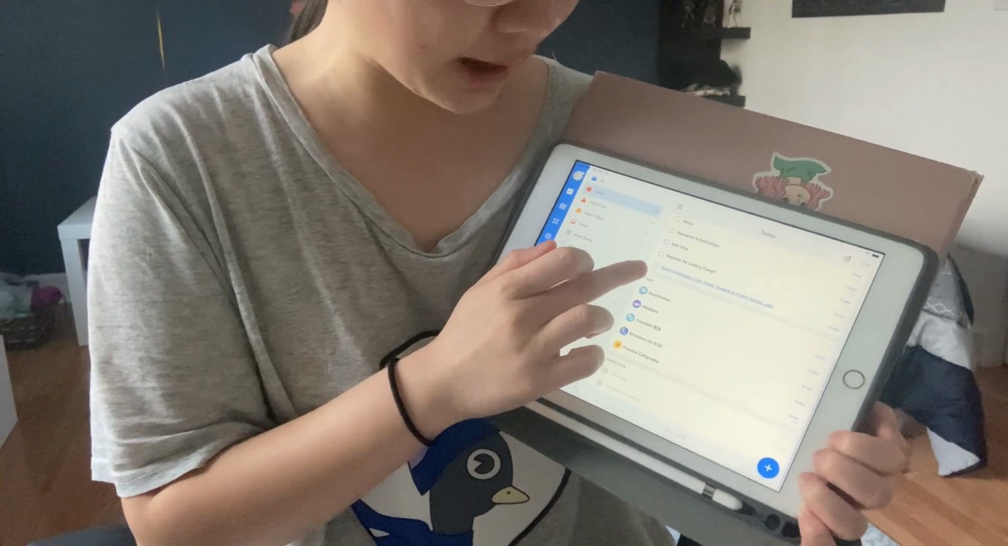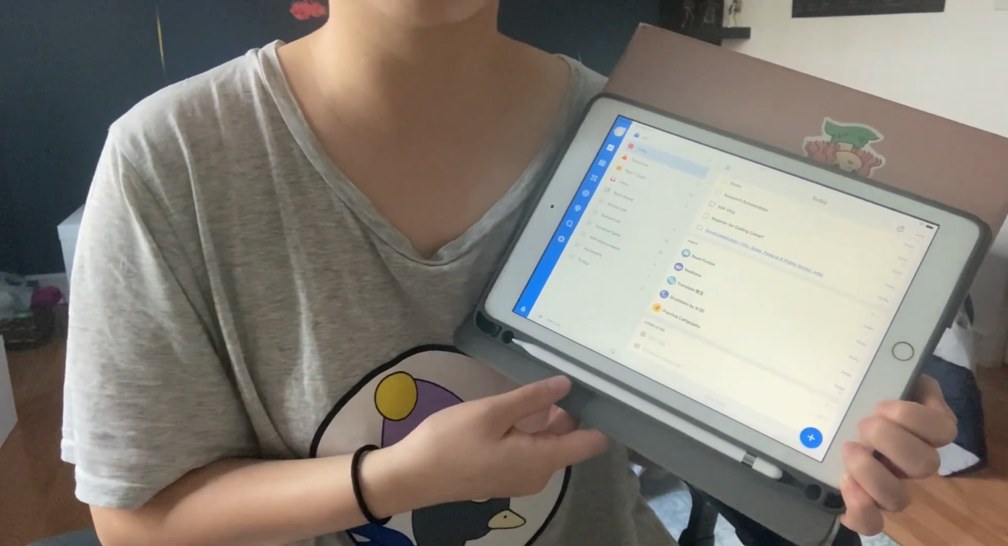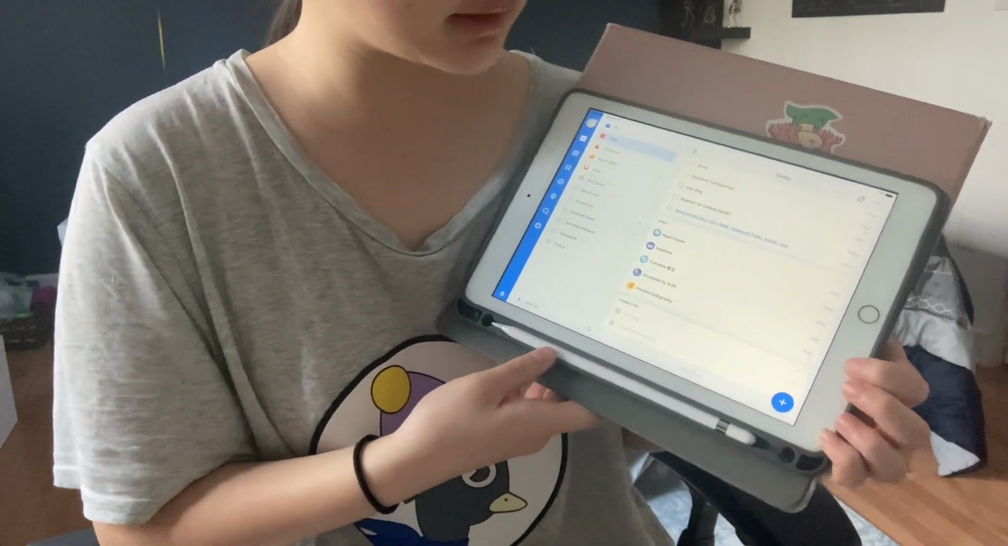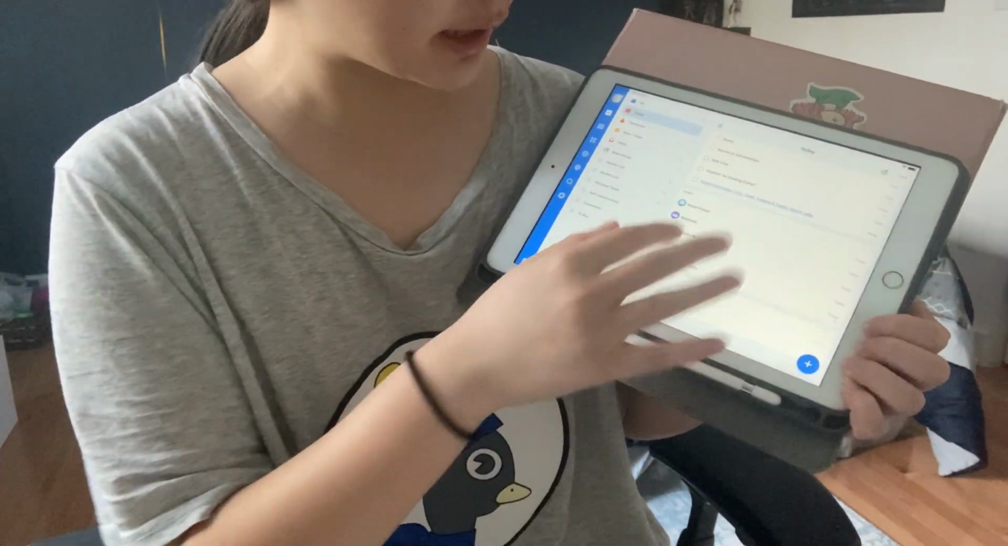I also have habits. Read fiction is a habit that I've been wanting to establish for myself, because I feel like I don't read a lot during the school year, which is not that great because I really love reading. And I also have other habits in here.